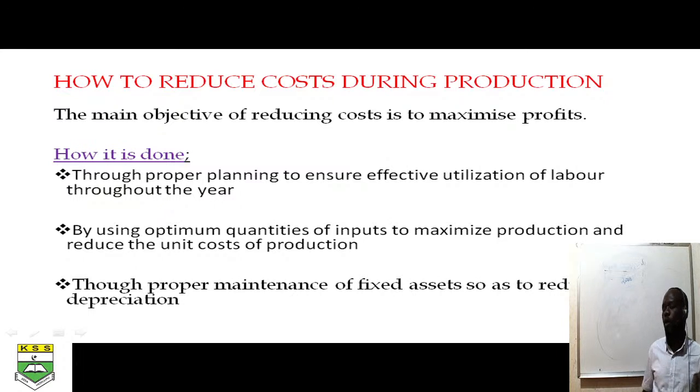Then three, we need to maintain our fixed assets. For example, the buildings, we need to service our tractors well so that we do not continue spending on them every now and then. Okay?